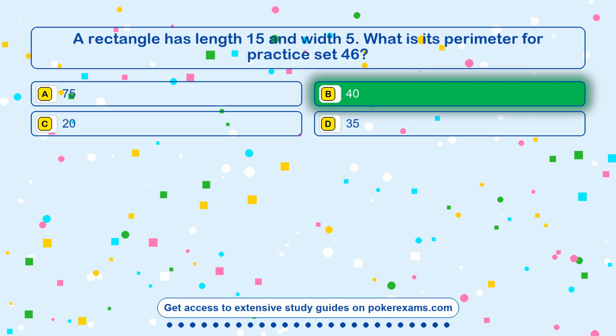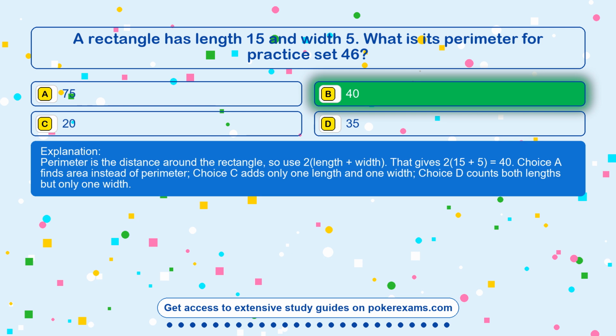The correct answer is option B. 40. Perimeter is the distance around the rectangle, so use 2 times length plus width. That gives 2 times 15 plus 5, equals 40. Choice A finds area instead of perimeter, choice C adds only one length and one width, choice D counts both lengths but only one width.